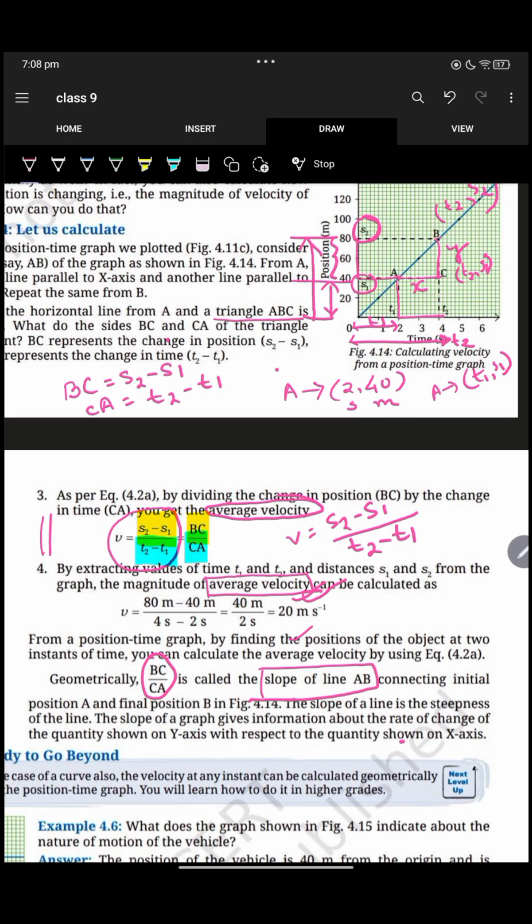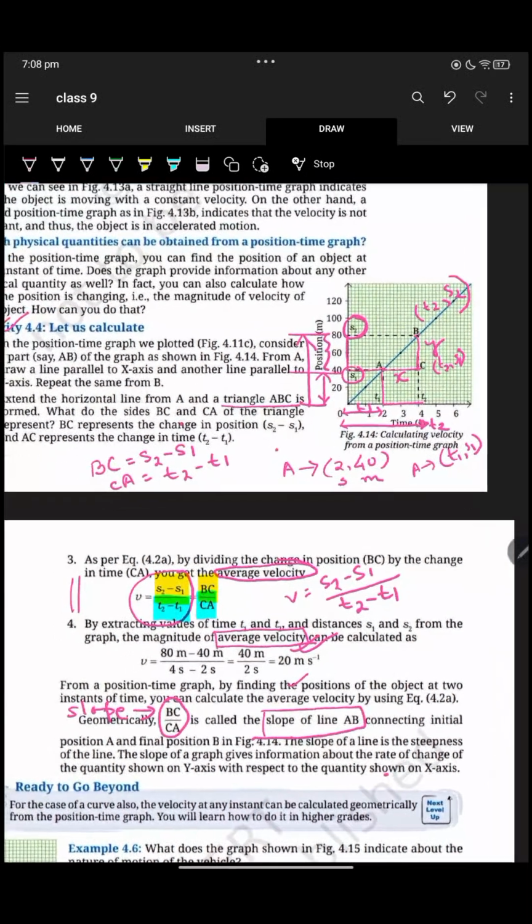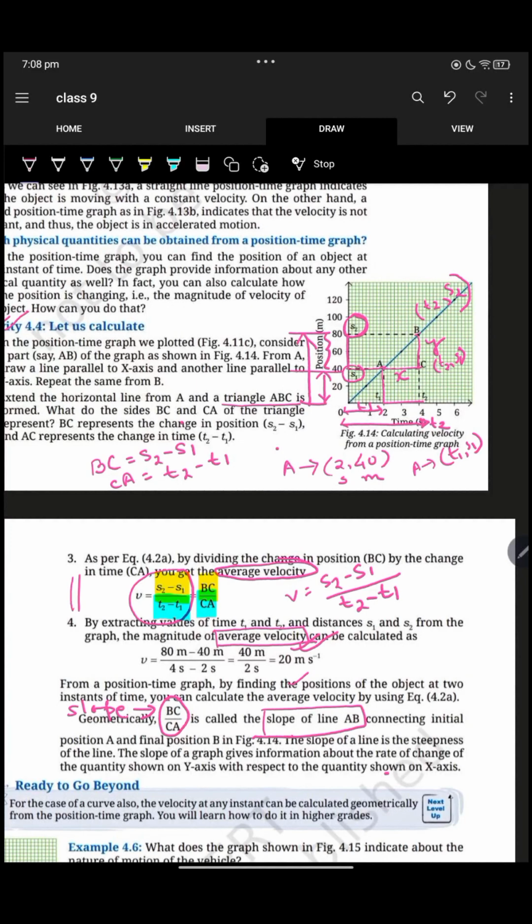That is the slope of the line AB. So this is slope BC divided by CA. So we can say that from the distance-time plot, or from the position-time plot, if we get a straight line, a linear plot, then the average velocity should be equal to the slope of the line.